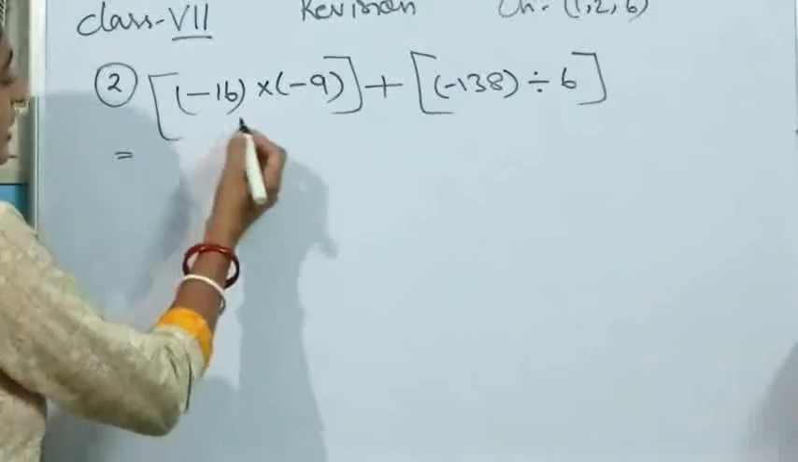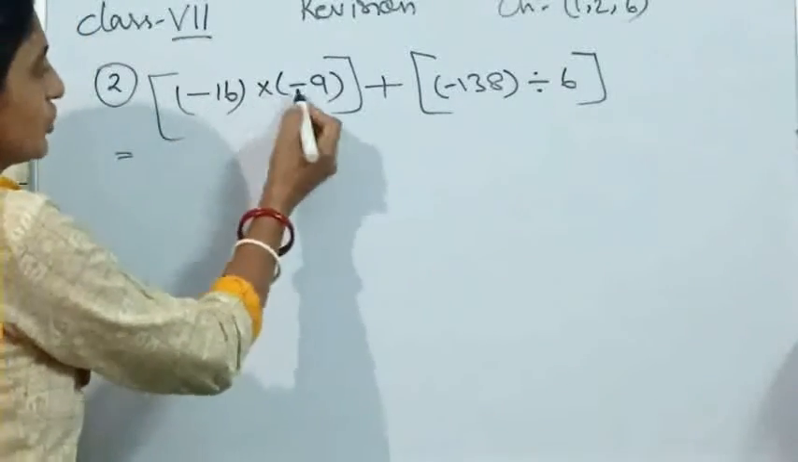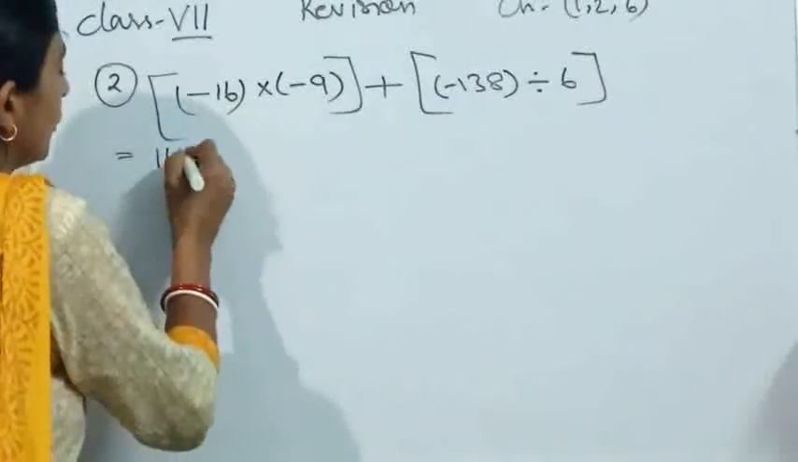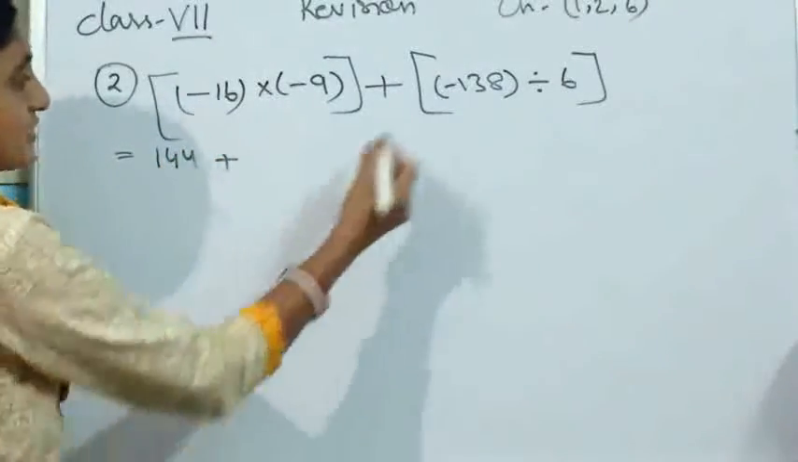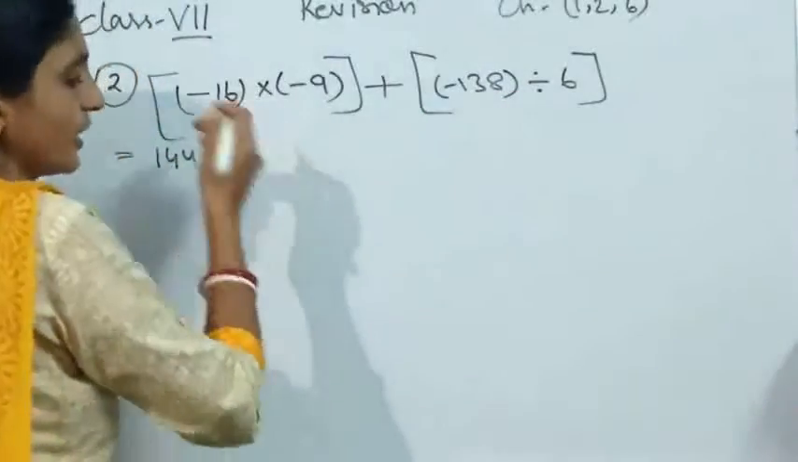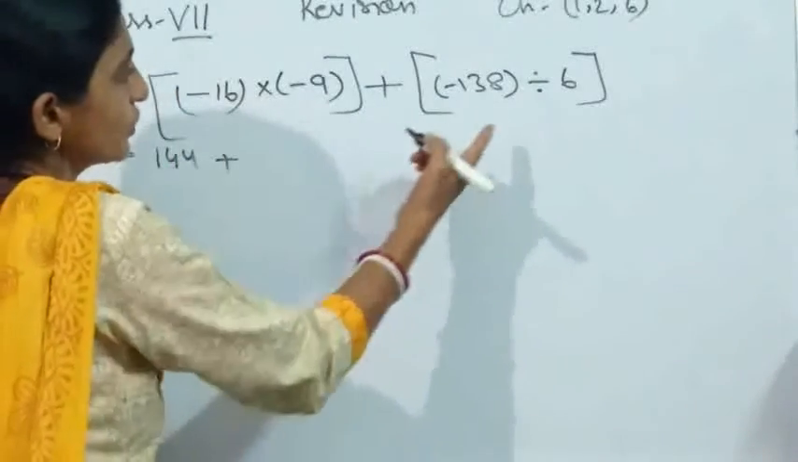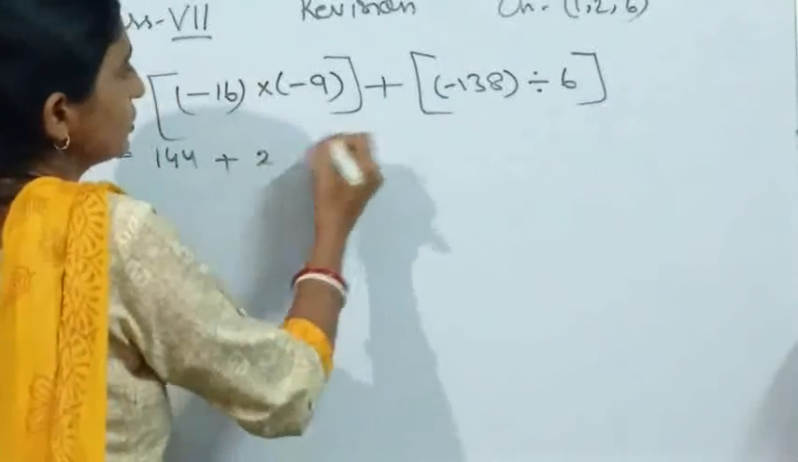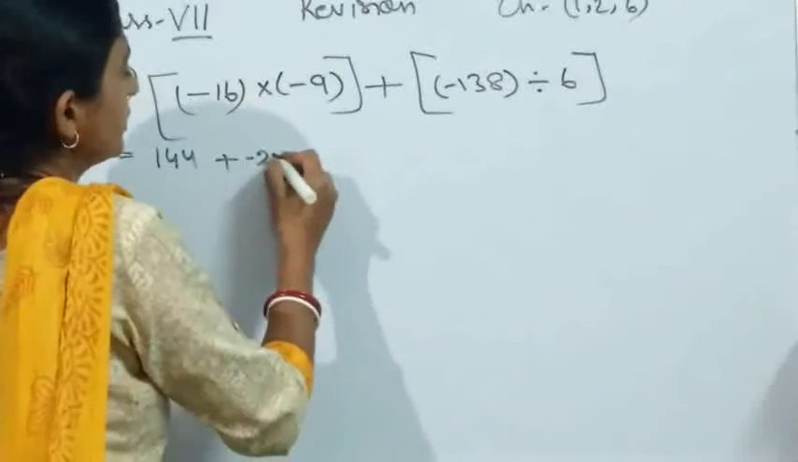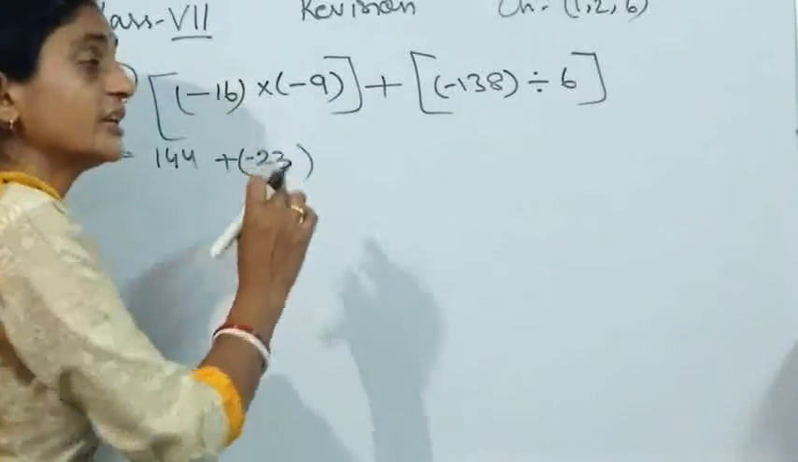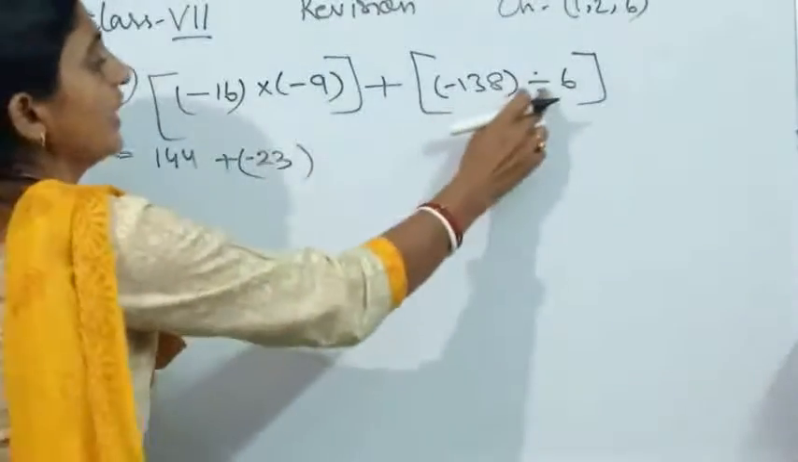Yes, here what can I do? When I'm multiplying these two, definitely these two negatives will become positive. So what you will get? It will become 144. Now it is plus. Now if I'm dividing this one, what I will get actually, if I'm going for 6, 2s are 12, then 6 3s are 18. So what I'm getting, it will become minus 23 when I am dividing these two.